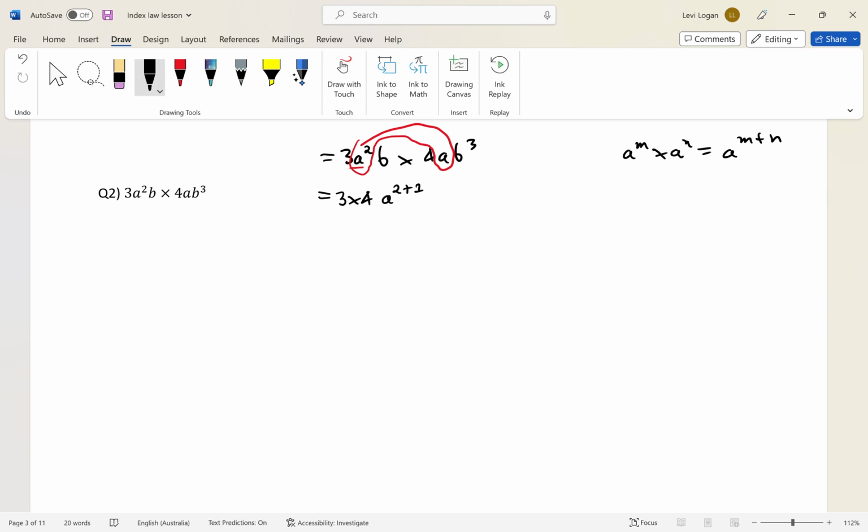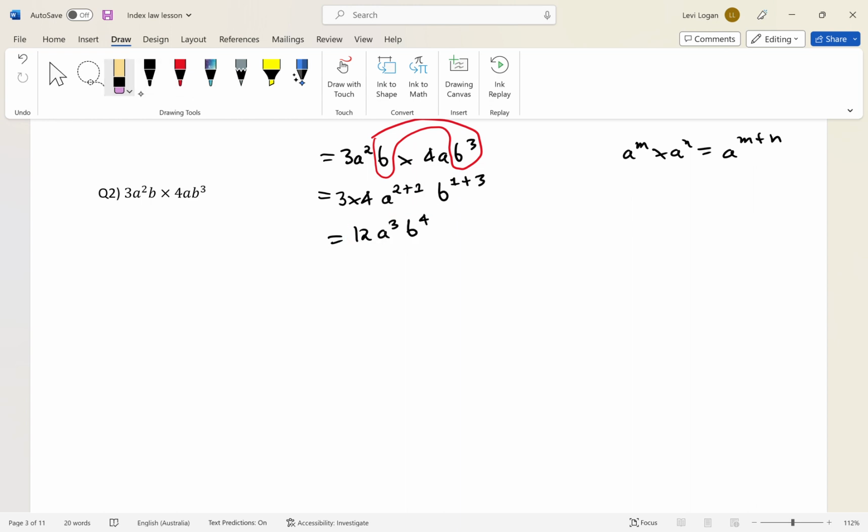If you have just a, that's actually a to the power of 1. Now the next thing I'm doing is focusing on my b's, ignoring everything else. So b to the 1 plus 3 because they're multiplying. Simplifying the front, you have 12. Simplifying the a's, you have 3. Simplifying the b's, you have 4. So this is the answer.